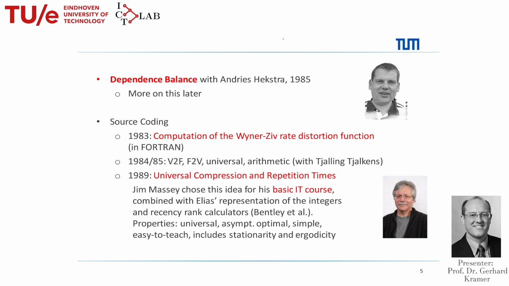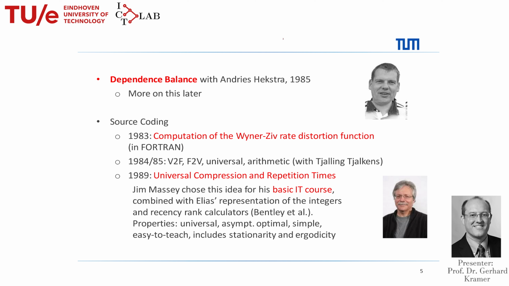He also got into source coding very early. So there was a paper I found on the computation of the Wyner-Ziv rate distortion function in Fortran. Of course, Fortran at the time, I learned it too when I started my undergraduate studies. He did variable to fixed, fixed to variable, universal source coding, arithmetic coding with Tjalkens. Universal, and a very nice paper from 1989, I will say something about in just a second. So universal compression and repetition times.